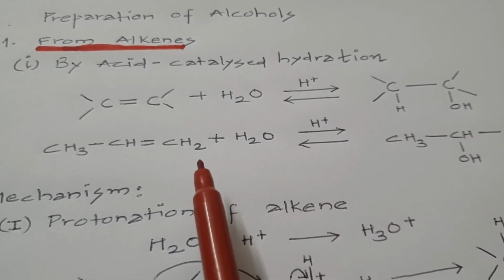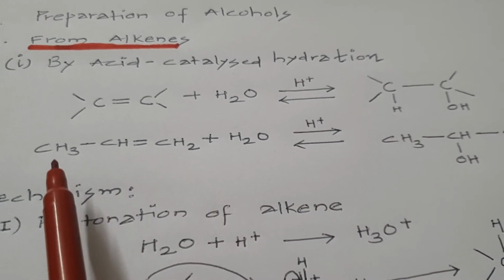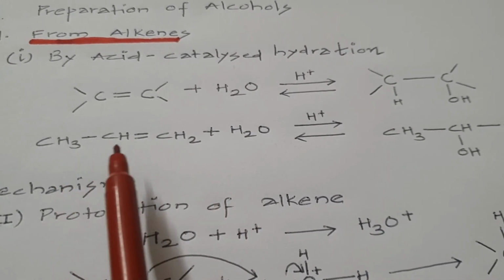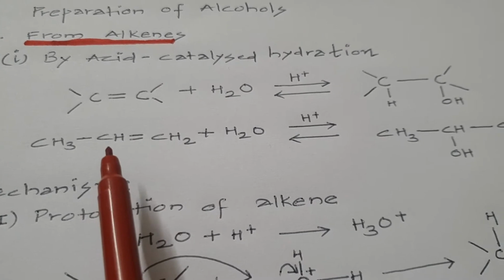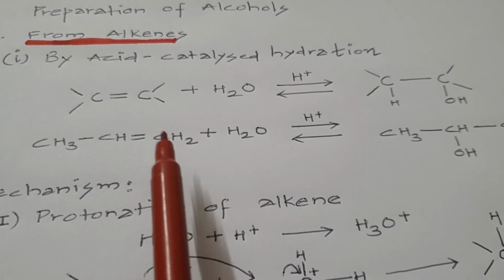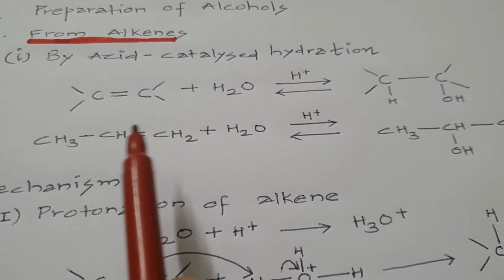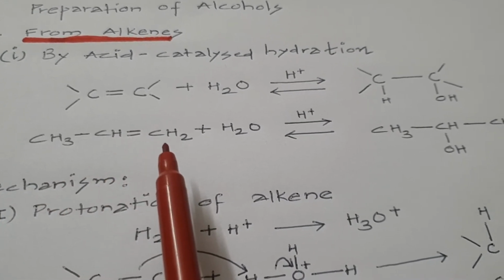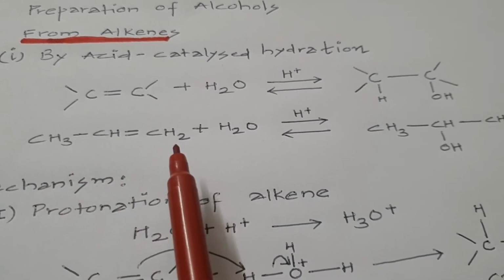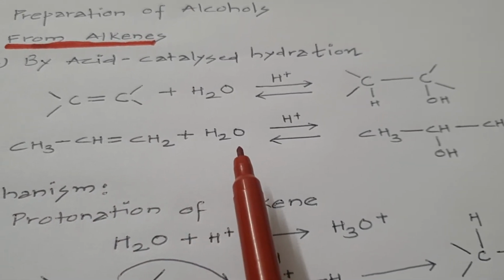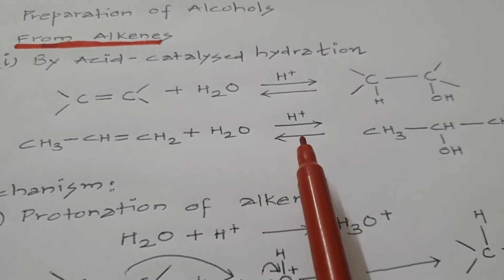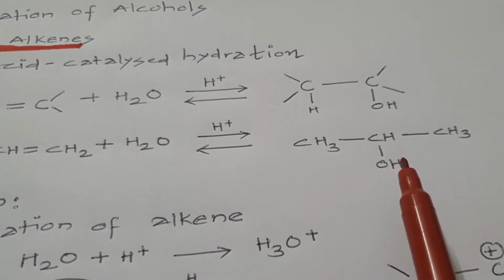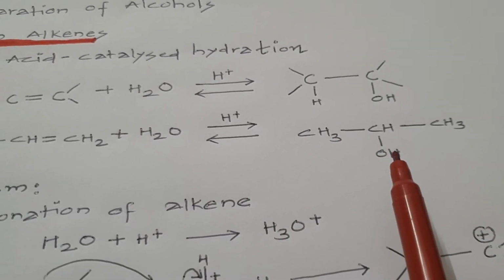We take up one simple example. Here we have propene. This is an asymmetrical alkene. What do we understand by asymmetrical alkene? That is, on either side of the double bond, we have a dissimilar number of carbons. Over here we have 2, here we have 1. So this is an asymmetrical alkene which undergoes acid catalyzed hydration. What we obtain over here is propan-2-ol.